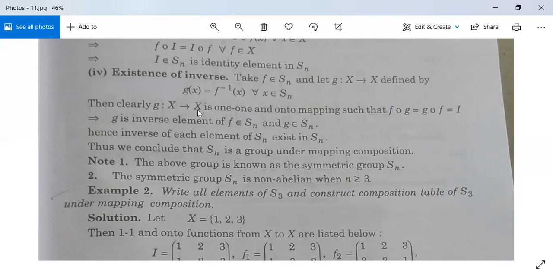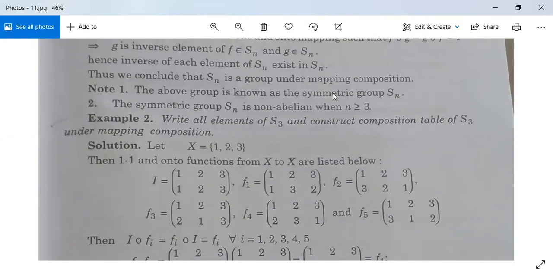Then clearly g from X to X is a 1-1 and onto mapping such that f composition g is equal to g composition f, which is equal to I. Therefore this g is the inverse element of f in S_n, and g belongs to S_n. Hence the inverse of each element of S_n exists in S_n. यानी कि f है, f का inverse हो गया g, वो भी S_n में exist करता है। Thus we conclude that S_n is a group under mapping composition. तो चारों property hold की: closure property, associative property, existence of identity and existence of inverse. That is why S_n is a group under mapping composition.